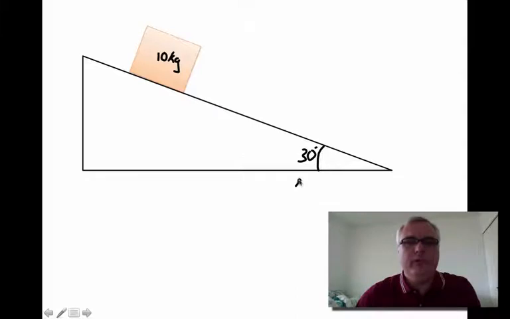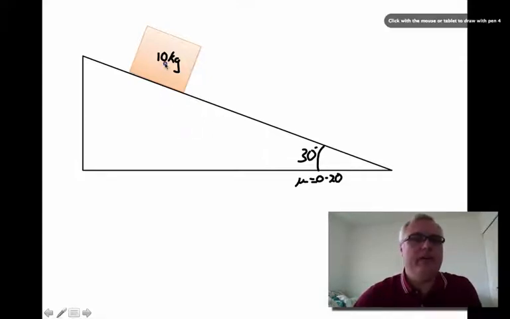And let's suppose we also know the coefficient of friction between the surface and the mass is 0.20. So what we want to know is, what is the acceleration of this block as it goes down the slope? So as always, what we're going to do is start off by drawing in our forces.